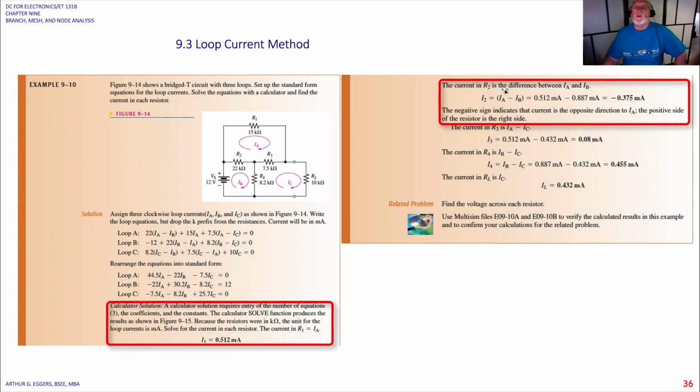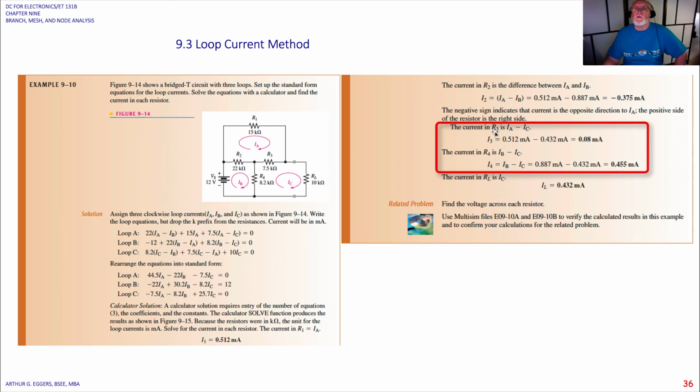The current through 2 is the difference between A and B, so we have 0.512 minus 0.877 milliamps to give us minus 0.375. Again, the minus sign indicates the current is in the opposite direction to current A. The positive side of the resistor is on the right side. The current in resistor 3 is the difference in the current I sub A and I sub C. So this is the relationship. We get 0.08 of a milliamp.